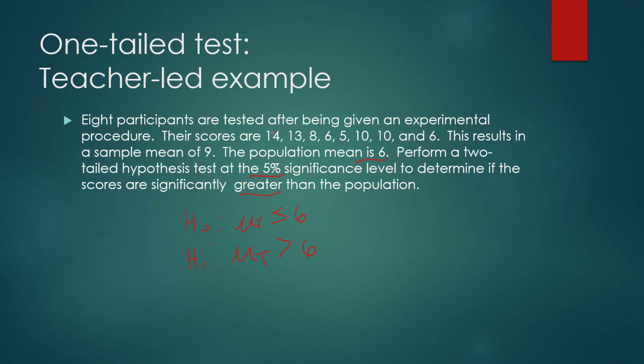So we need to look and see, we have a sample of 1, 2, 3, 4, 5, 6, 7, 8. So we have an n of 8, which means our degrees of freedom, remember, are n minus 1, so it's 8 minus 1, which means there's 7. So we need that information. We need the 5% significance level and our degrees of freedom to go to our table.